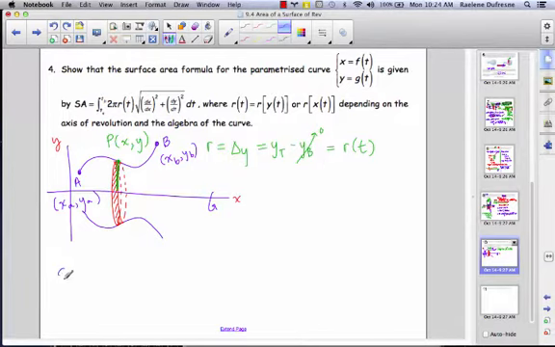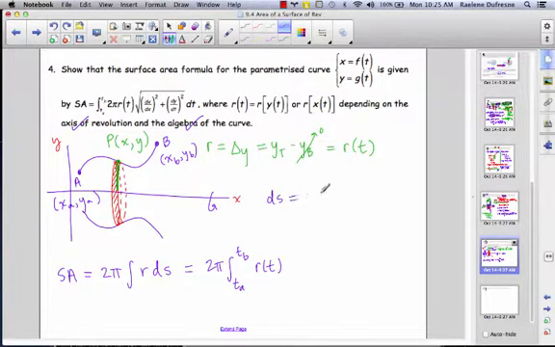And so we can say that the surface area is equal to 2 pi times the integral of the radius times ds. The bounds of integration are going to be from time A to time B. The radius, we don't know exactly without knowing the algebra and the axis of revolution, so we can leave it for now as r of t. And we know that we want to express ds in terms of dt.